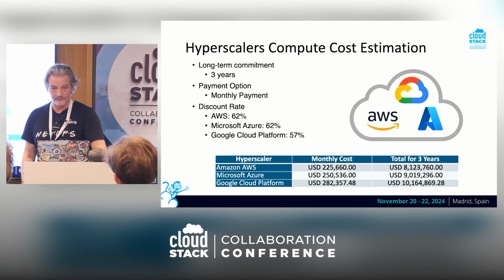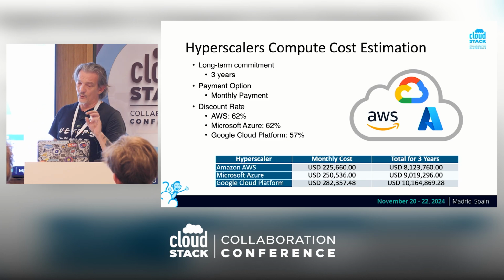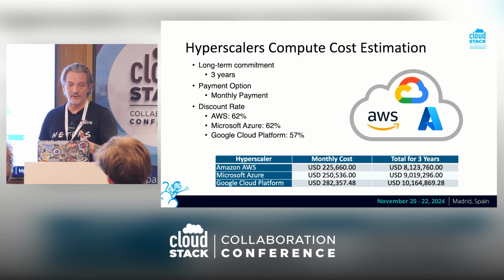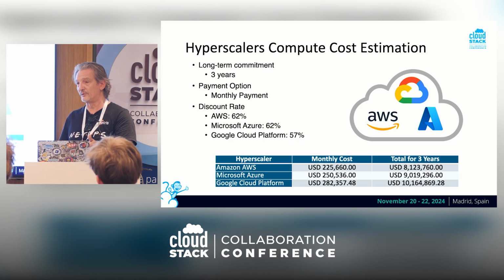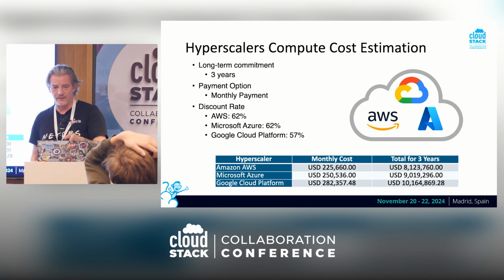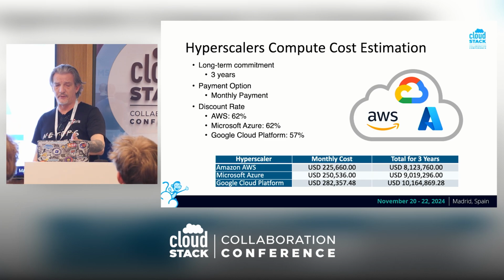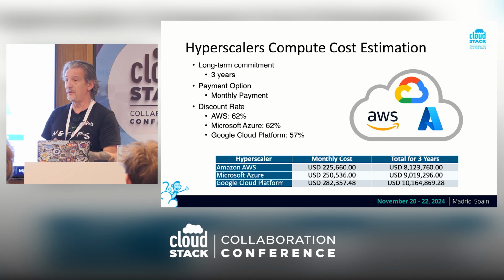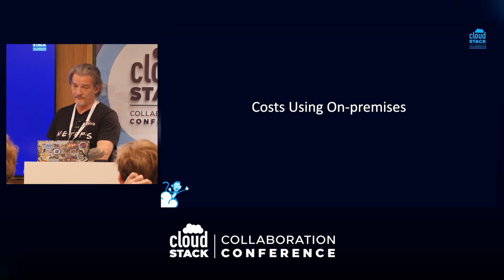I consider in that case a long term of 3 years, with the monthly payment option, with the discount they offer directly in the calculator. You have here, for example, the costs per month, and the investment you need in the long term is between 8 million and 10 million, depending on the hyperscaler you decide to use.